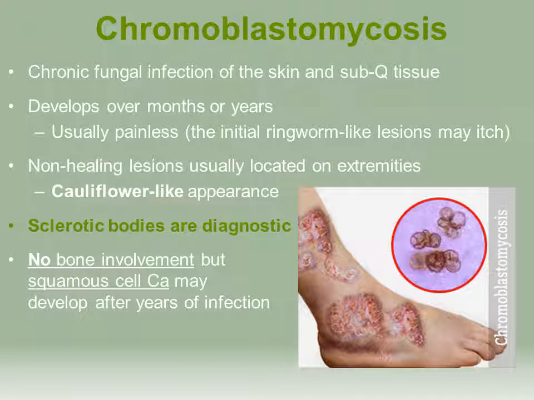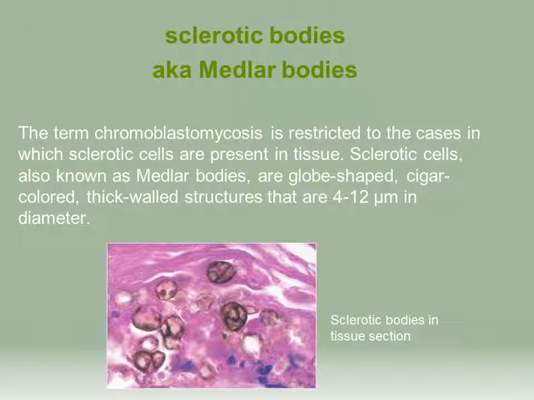If these things aren't treated and they progress, they do get bigger and bigger. They don't go any deeper into the bone, but over years, because of the chronic inflammation that's going on, they may convert to squamous cell carcinoma. These sclerotic bodies that are diagnostic are sometimes called medlar bodies.